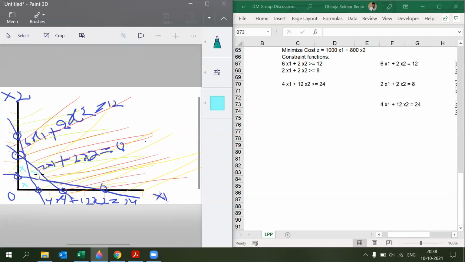Let's talk about this region now. Can you tell me if it is feasible or not? No. Why not? Only one is going through, right? No, two of them are going through. The feasible region is there for two lines, but not for another one. For which one is it not there? 2x1 plus 2x2 is equal to 8. This one that is going above it.